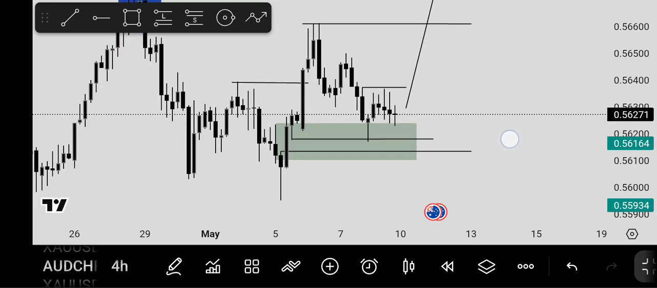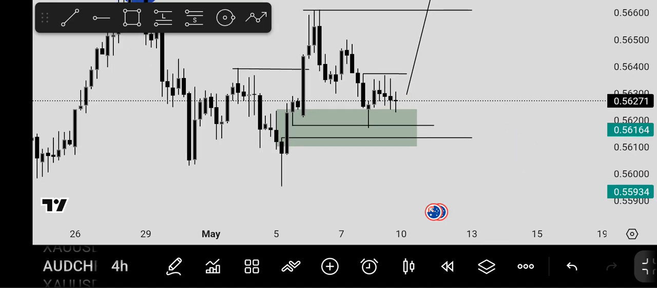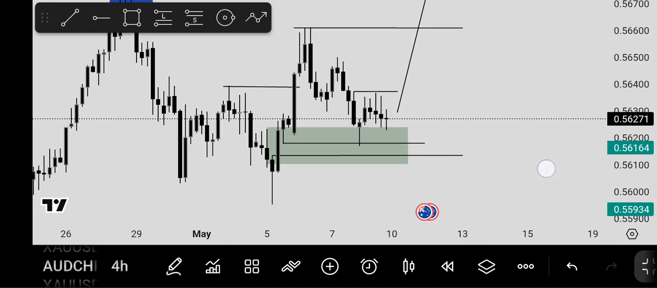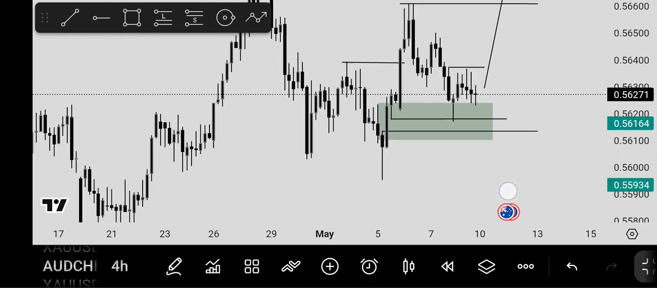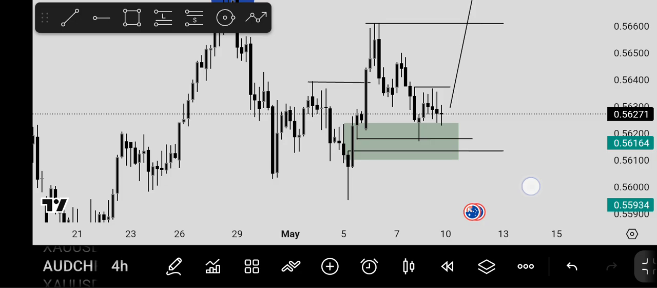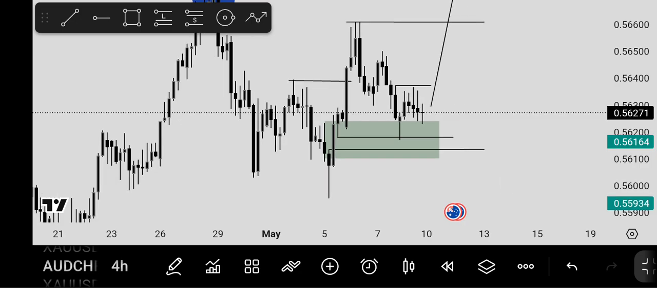Put my stop below the swing of that fair value gap to the upside, and that is really what I'm looking for here. I'm just going to wait for price to open, and that's like what we looked for on the AUDCHF. And that's really how I'm trading these days. It's a really simple kind of trading style.